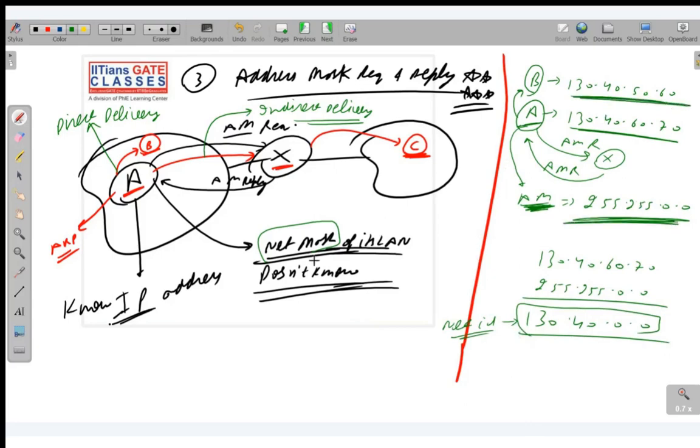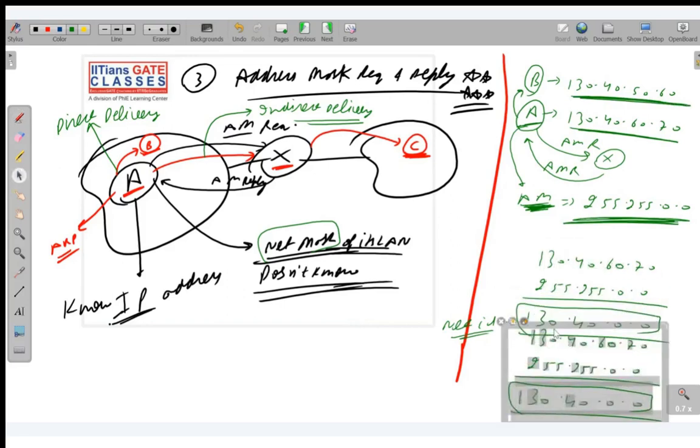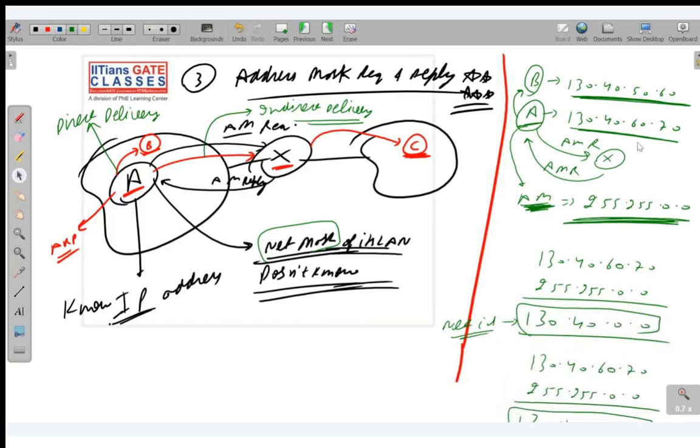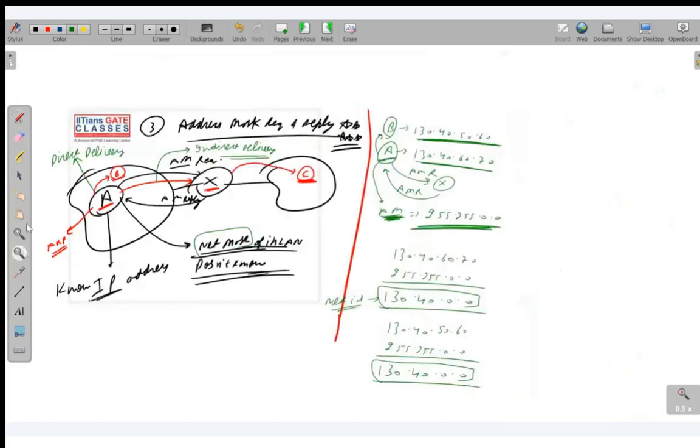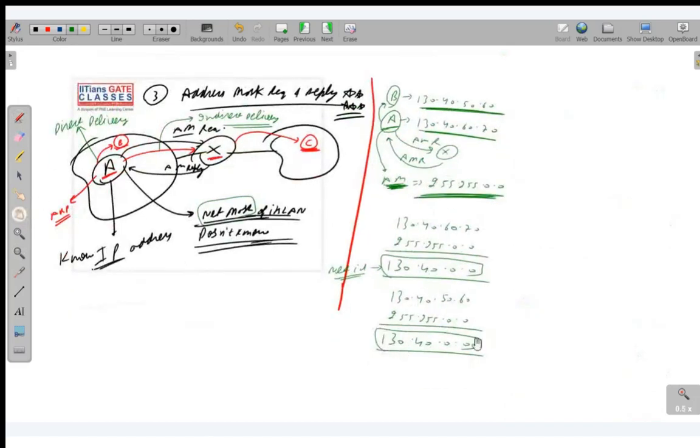Let me copy it out just to save time. So what was the IP address? 130.40.50.60. I think it's very obvious. With 255.255.0.0, we will get only 130.40.0.0. This is the net ID.